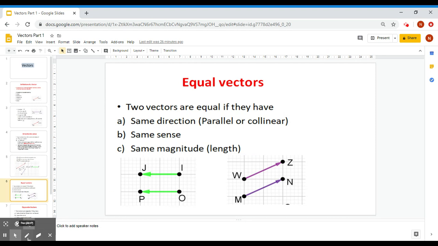Now here we have the definition of equal vectors. What are equal vectors? Equal vectors are two vectors that have same direction, same sense, and same magnitude. So IJ and OP are parallel, hence they have the same direction, they go in the same orientation, so they have the same sense, and they have equal measures, so they are equal in length, or they have same magnitude. Same thing in WZ and MN.